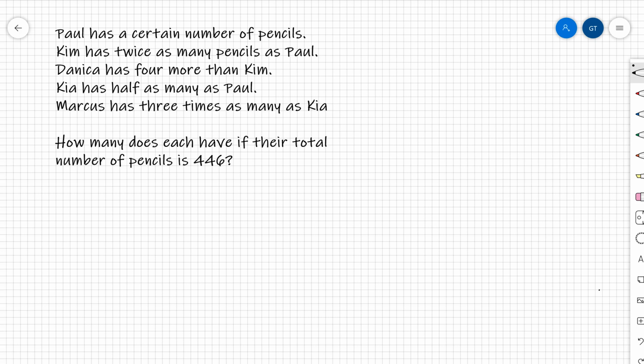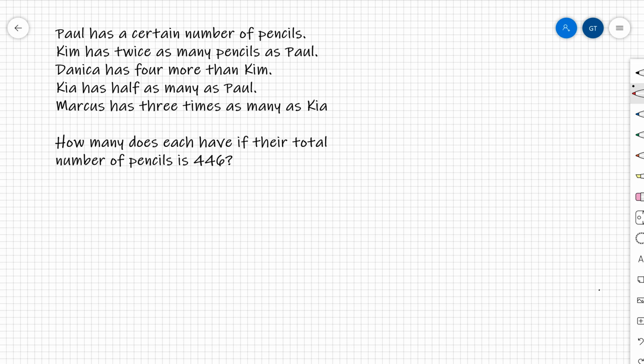Paul has a certain number of pencils. Kim has twice as many pencils as Paul. Danica has 4 more than Kim. Kai has half as many as Paul. And Marcus has 3 times as many as Kai. All right, before we can get started, we've got to identify some variables.